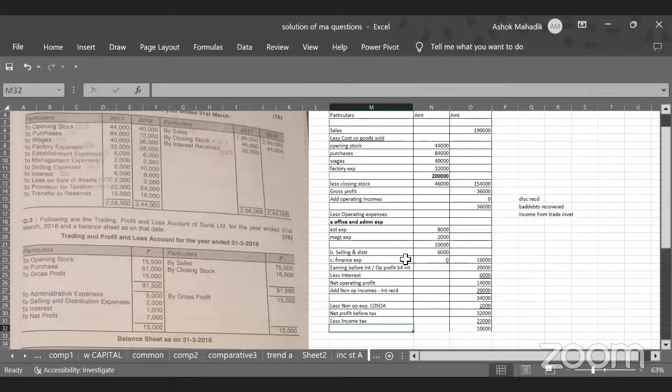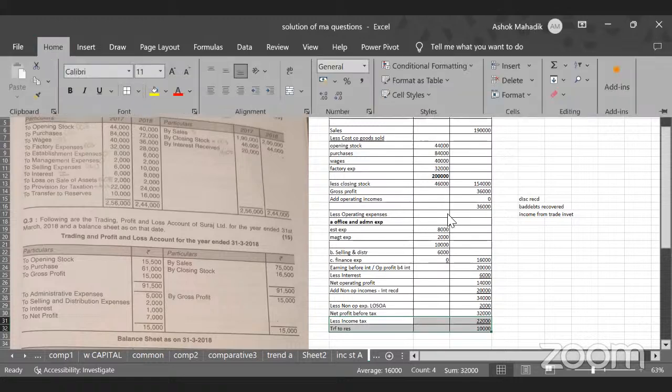And this should match with your profit figure given in the question. Okay, it is transferred to reserve. So I will write transfer to reserves. I hope this is clear, students. This is how you have to make a vertical statement.